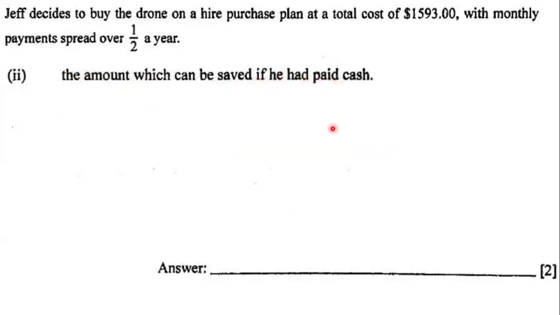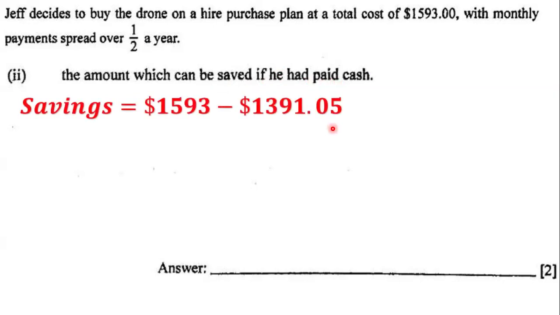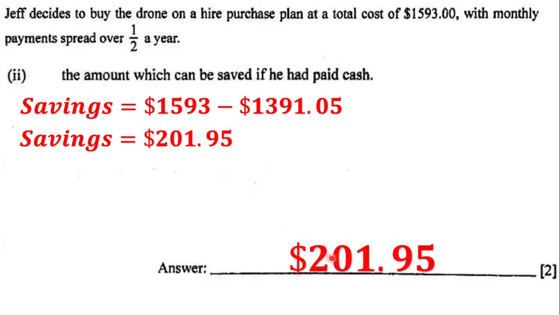Next, the question says that they want us to determine the amount which can be saved if he had paid cash. Now remember, the cash price, which we determined in one of our previous questions, is $1,391.05. That's the cash price. But the total cost on the hire purchase plan is $1,593. And so if we want to determine his savings, it's going to be $1,593 minus $1,391.05. And when we subtract these two, we get $201.95. And so that means that the savings is going to be $201.95. And that's going to be the answer to this question.